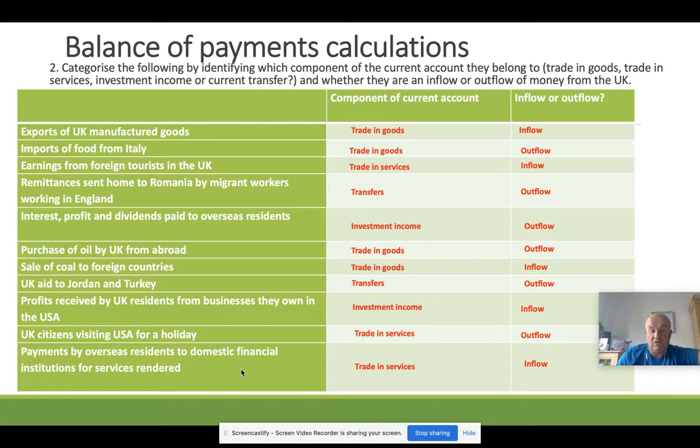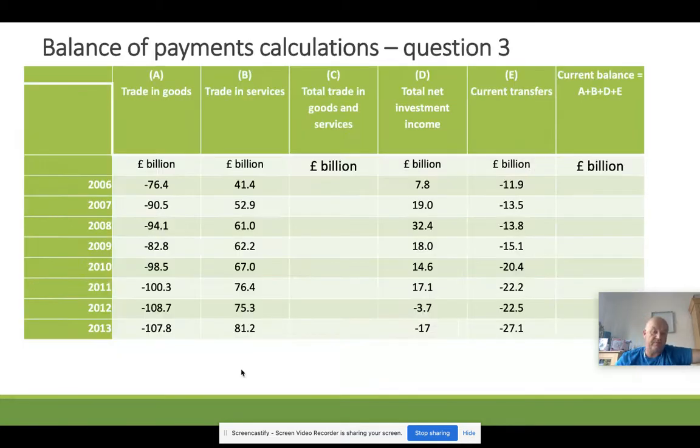So that just gives you, again, a little bit of a ready reckoner to see the different types of transaction that you might find and where they fall within the current account of the balance of payments, whether they're inflows or outflows. Okay, so let's move on and take a look at some more calculations.